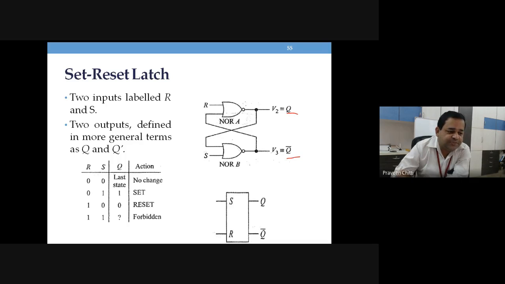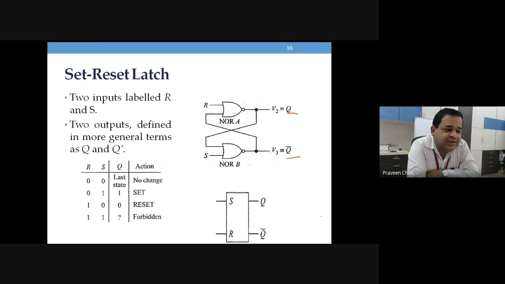Before we explain the operation of this circuit, what is the important property of the NOR gate? If you recall the truth table of the NOR gate, let us first think of the OR gate. In an OR gate, if one of the inputs is 1, its output is 1. Only when both the inputs are 0, the output will be 0. That is the property of the OR gate.